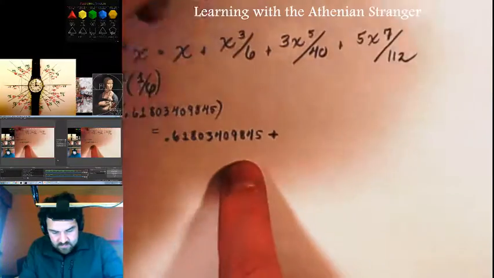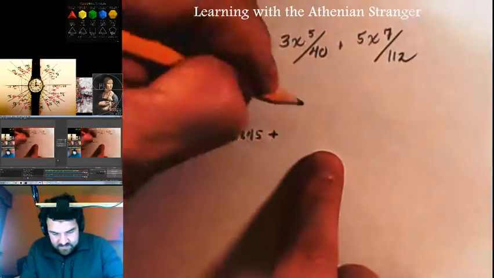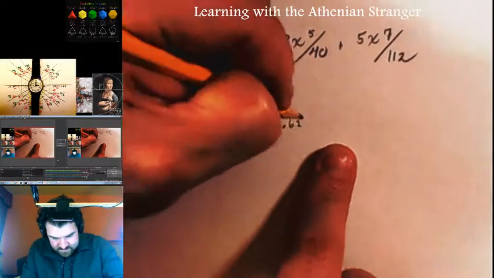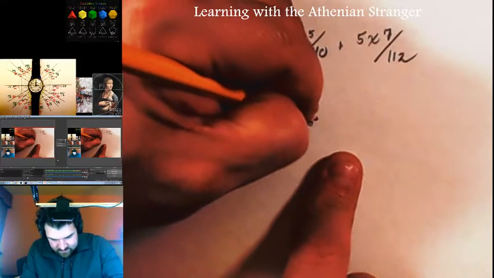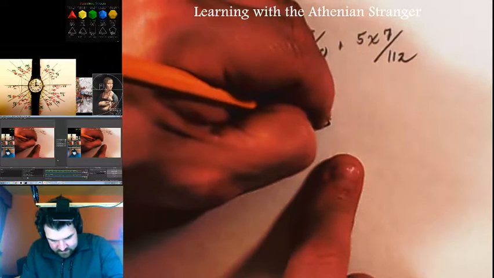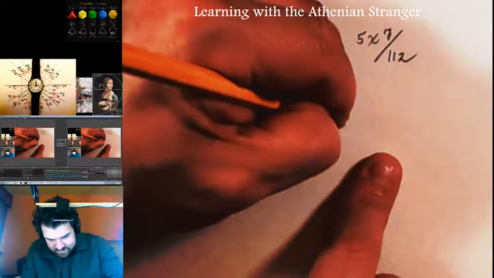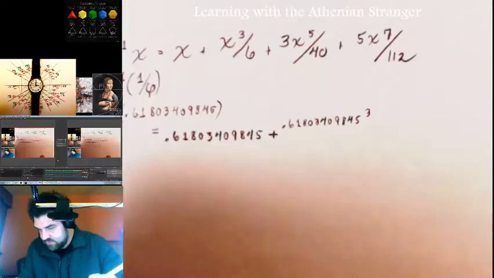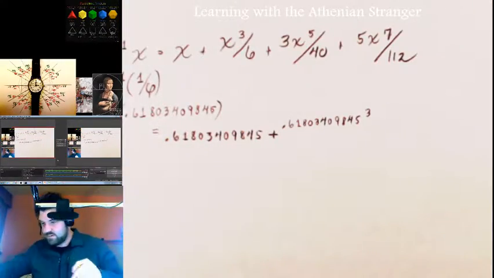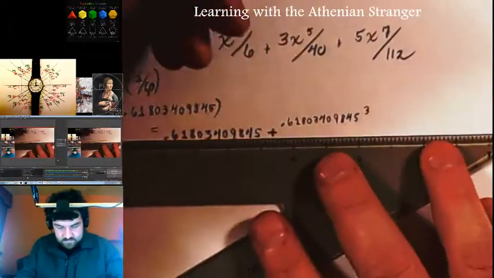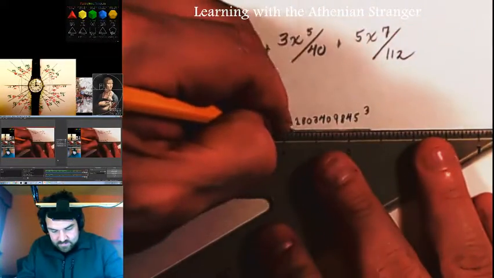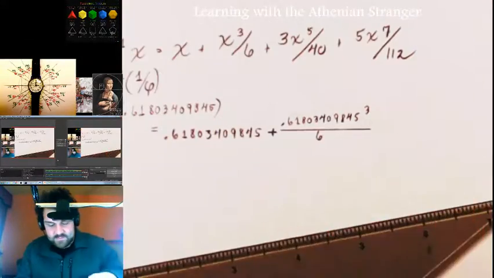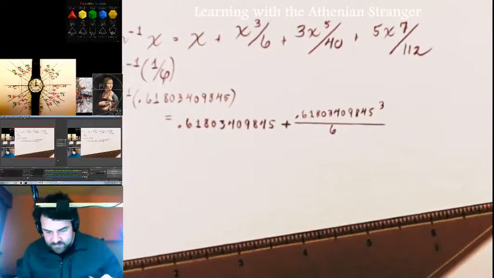So now we're going to put this cubed over 6. So we're going to say 0.618034409845 cubed, ladies and gentlemen, over 6. You know, where's that Staples button? Ladies and gentlemen, push the button. That was easy. All right.